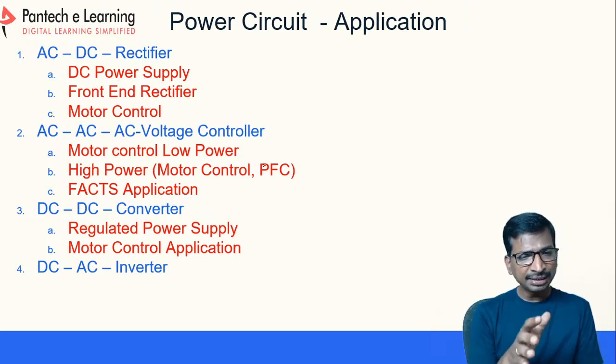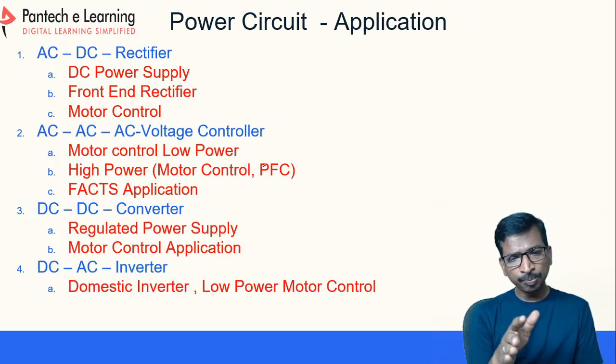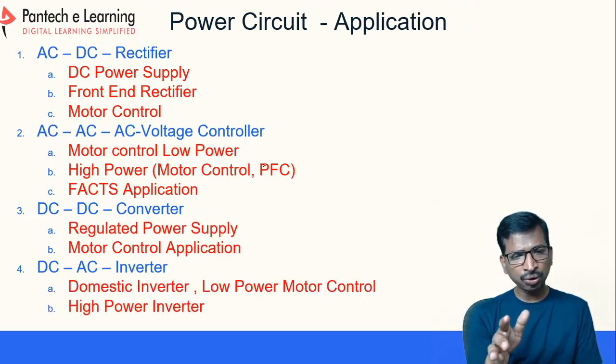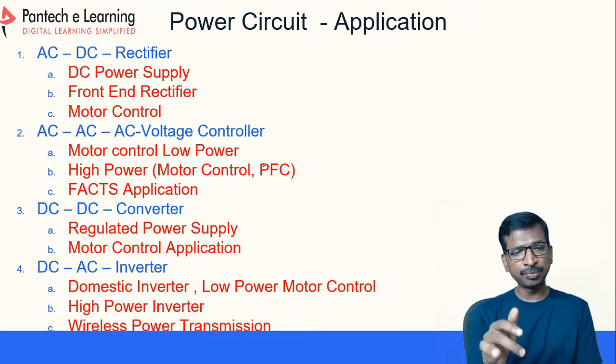And DC to AC inverters, this is called the inverter, whereas for domestic inverter, low power motor control, and then high power motor control, high power inverters, wireless power transmission. So for these things we will use a DC to AC inverter model.